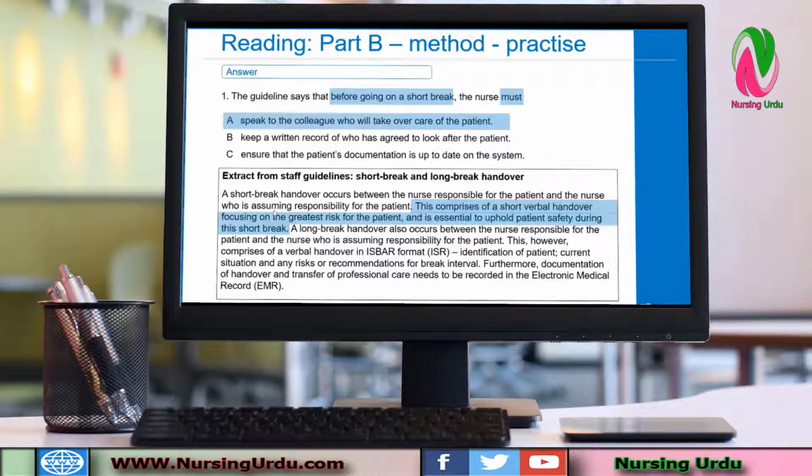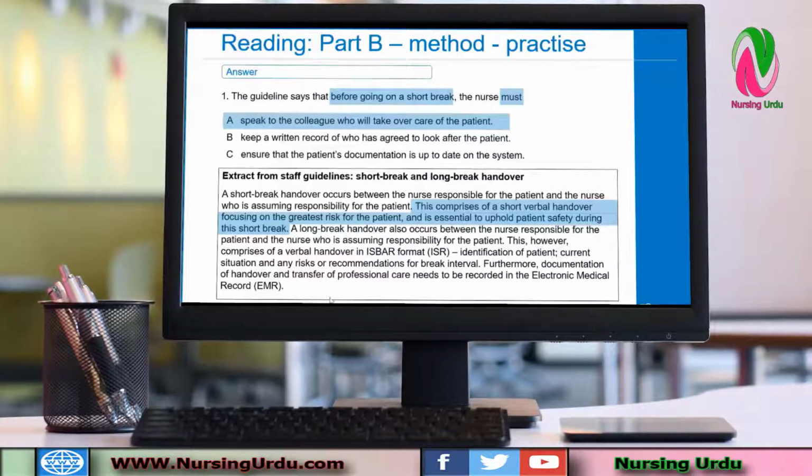It says basically there is a short break handover occurs between the nurse responsible for the patient and the nurse who is assuming responsibility for the patient. So in other words, that's the handover. This comprises a short verbal handover focusing on the greatest risk for the patient and is essential. So essential is a strong word which mirrors the meaning of must to uphold patient safety during this short break. So basically, the short verbal handover is going to match with option A, which is to speak to the colleague who will take over the care of the patient.